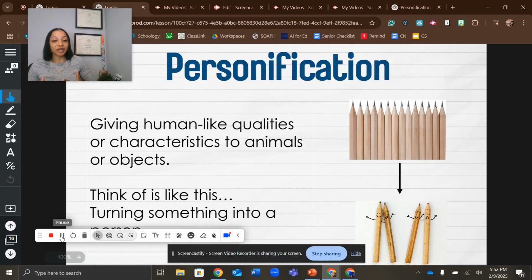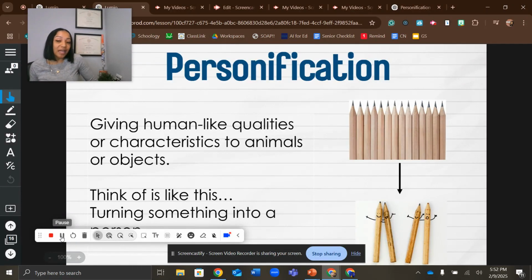So now that we watched our video, let's kind of go over what personification is. As we talked about in the video, personification is giving human-like qualities or characteristics to animals or objects. So you can kind of think of it like this picture. We have about 10 pencils just sitting there on the desk. We could say the pencils sat on the desk, or we could say the pencils were friends waiting for their turn on the desk. So we gave them human-like qualities.